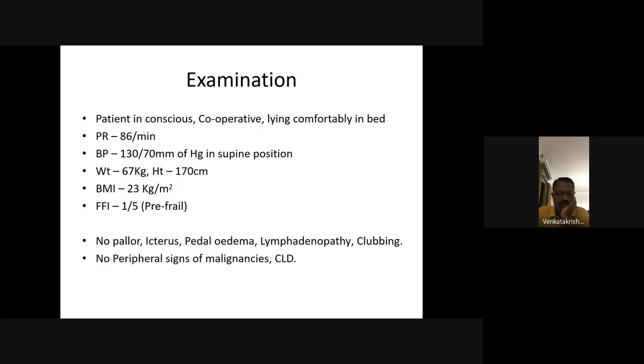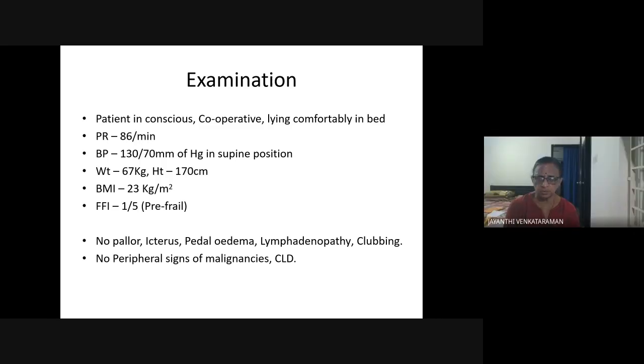Can we go to the next slide, Doctor? On examination, patient is conscious, cooperative, lying comfortably in bed with a pulse rate of 86 per minute, blood pressure of 130 by 70 millimeters of mercury in supine position, weight of 67 kg and height of 170 centimeters with a BMI of 23 kg per meter square. His frailty index is 1 out of 5 on the Fried frailty index, pre-frail status. There is no pallor, icterus, pedal edema, lymphadenopathy or clubbing. There are no peripheral signs of malignancies or chronic liver disease.